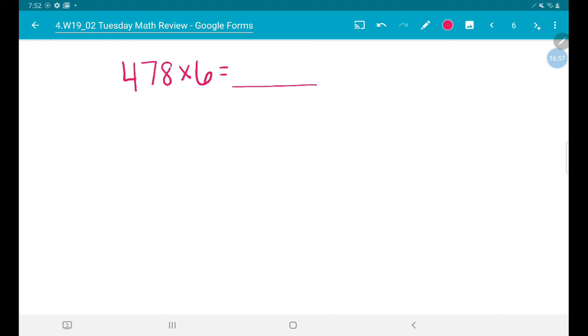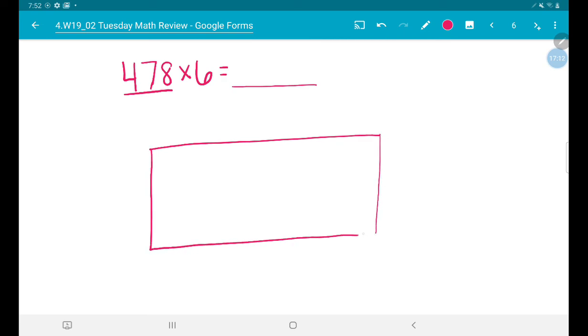So I want to use an area model. To do that, I'm going to break 478 into expanded form. So I'll have 3 sections on my long side. My longest side is going to have a value of 478. And it's going to have 3 sections. So that'll be 400. The next section is going to have a value of 70. And the last section will have a value of 8. Go ahead and split those sections. And I'm multiplying by 6, so my short side is going to have a length of 6.